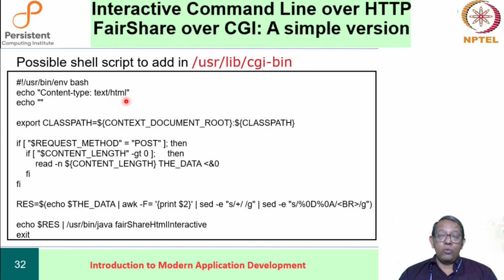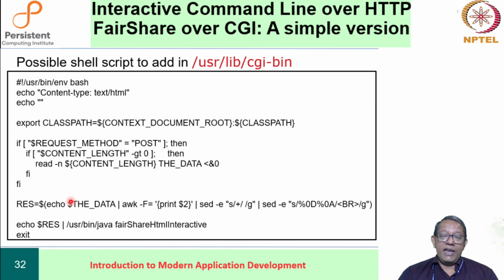Here is a shell script that you might want to add to cgi-bin. What it does is, again as usual, print out the two lines required by the HTTP protocol, set up the class path to the context document root, which is user lib cgi-bin, and then process the input that it has received. If the input method is post, which is what we are going to use, and the number of input bytes is more than 0, then it will read those number of bytes into this variable from the standard input.